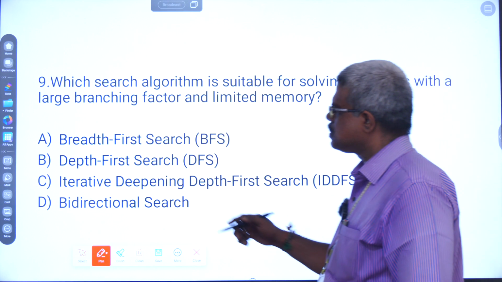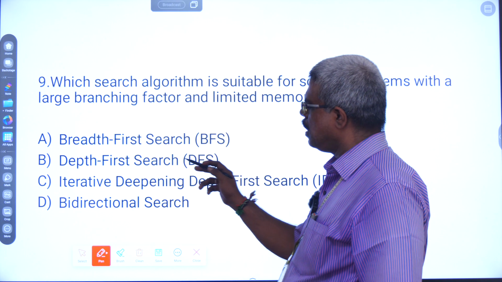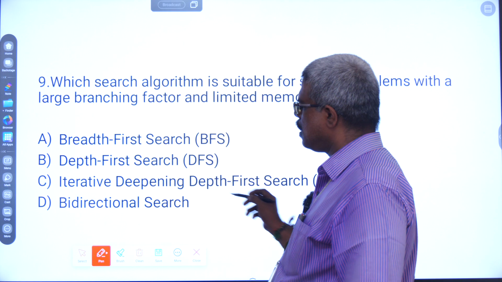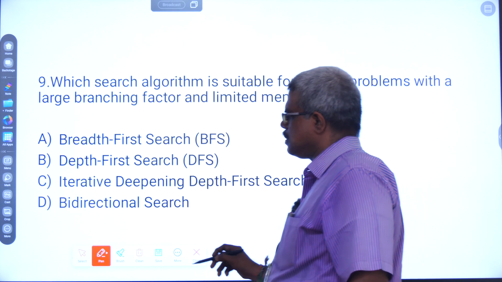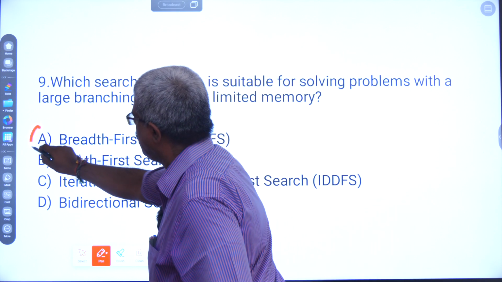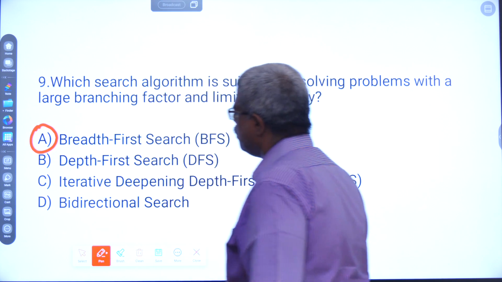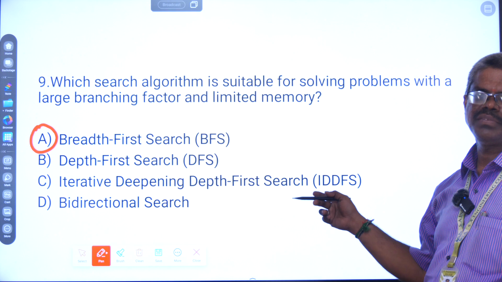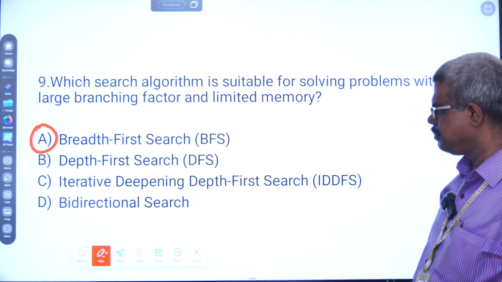Okay. So the options given are A equal to breadth first search, B equal to depth first search, C equal to iterative deepening depth first search, and D equal to bidirectional search. So the option is A. Breadth first search is a search algorithm which is mainly suited for a large branching factor and limited memory size.